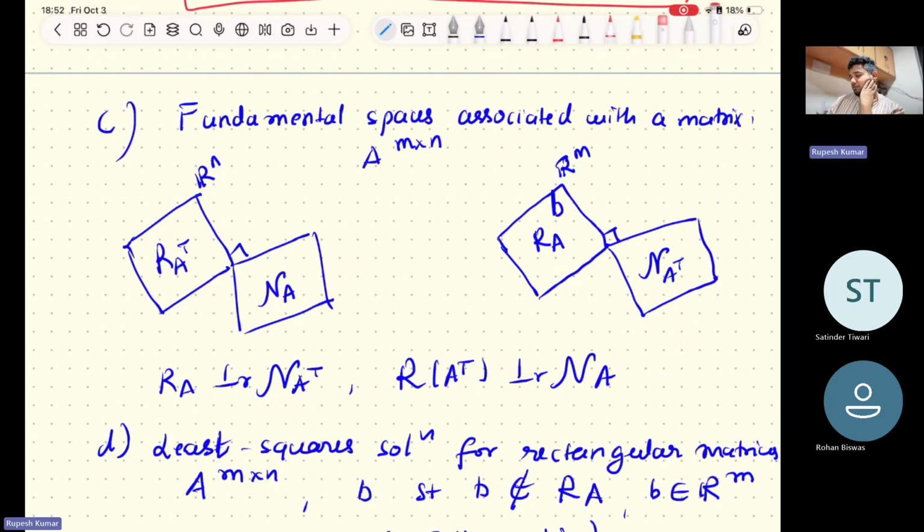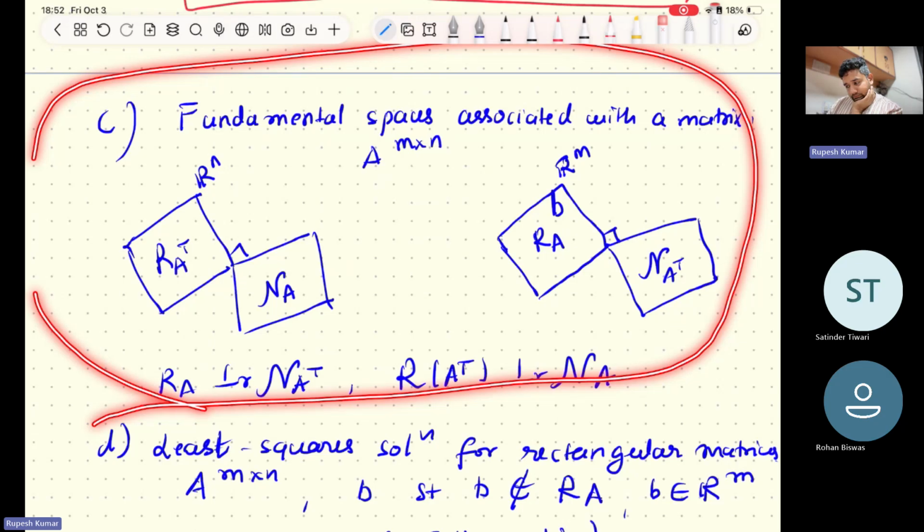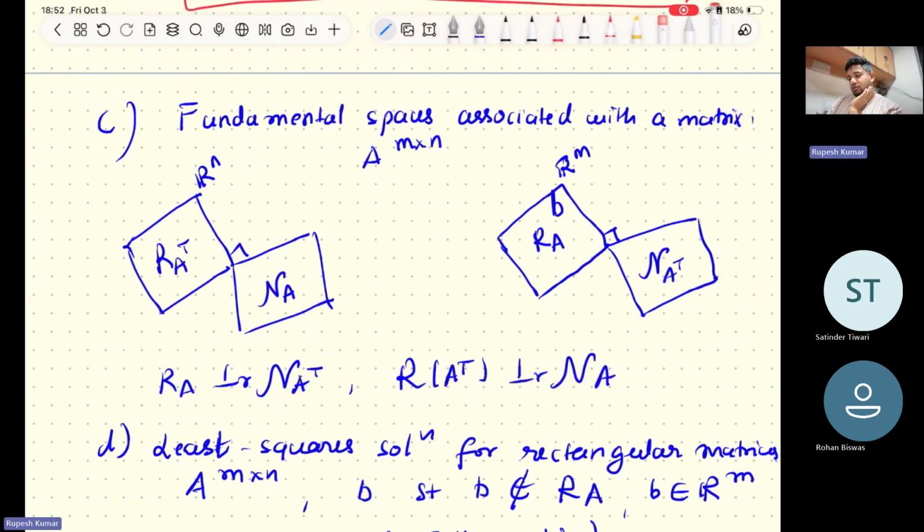Right. So these are the four basic fundamental spaces associated with any matrix. These exist for any matrix. Okay, fine.